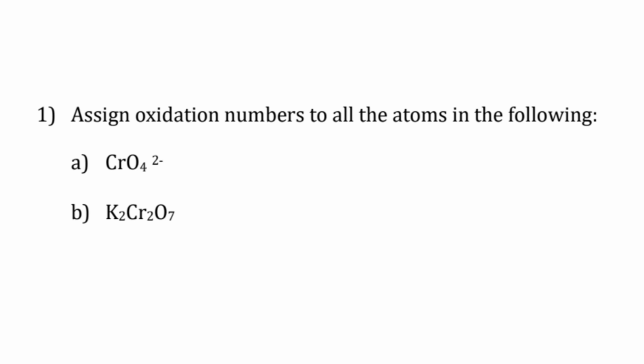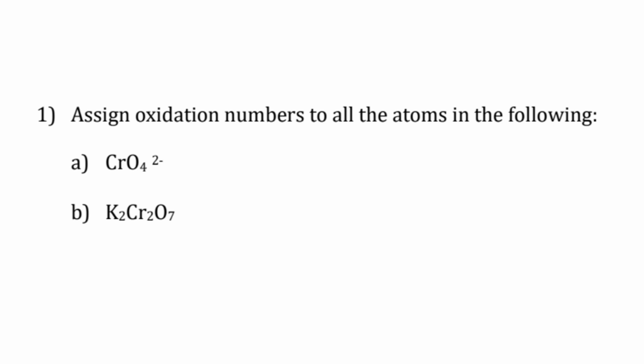Assign oxidation numbers to all of the atoms in the following. So we have CrO4 2-, and then we also have K2Cr2O7. If we have an ion that has a charge on it, that means our oxidation numbers have to add up to that. So we see we have CrO4 2-. That means our oxidation numbers need to equal that.